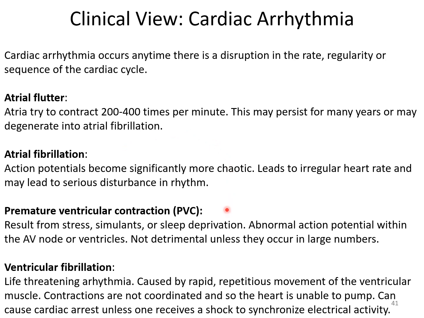Premature ventricular contractions, or PVCs, result from stress, stimulants, or sleep deprivation. You get abnormal action potentials in the AV node or the ventricles, and it's basically where the ventricles are trying to contract too early. These can actually feel very bad, but are not really detrimental unless they occur repetitively in really large numbers.